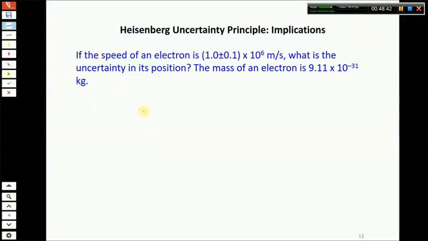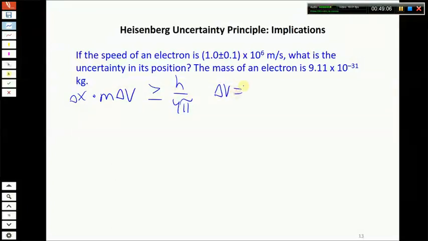You've probably talked about that more in the lab portion of this class. But this is the uncertainty for this measurement. We want to know, if that's the uncertainty of our velocity, what is the uncertainty for the position as we try to measure it simultaneously. So from this Heisenberg uncertainty relationship, which we can write as delta x times m delta v has to be greater than or equal to h over 4 pi.